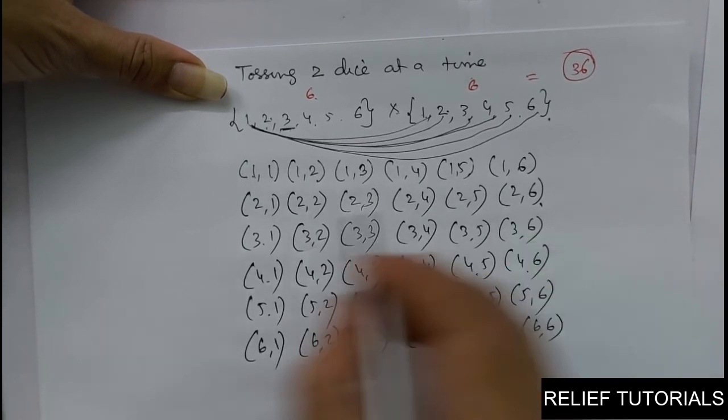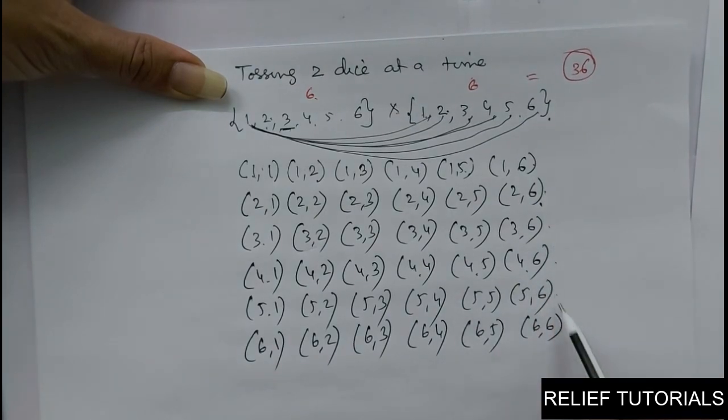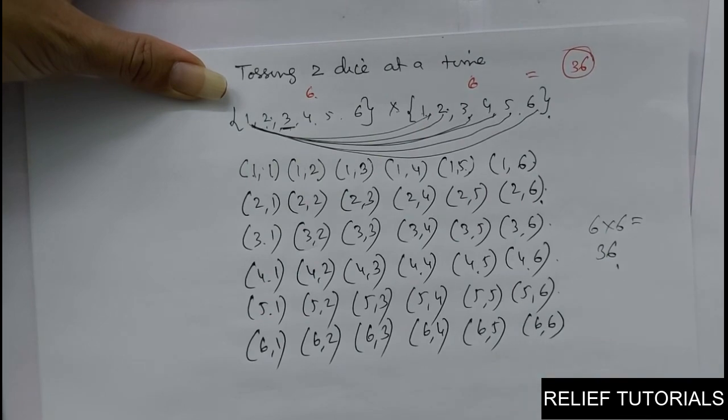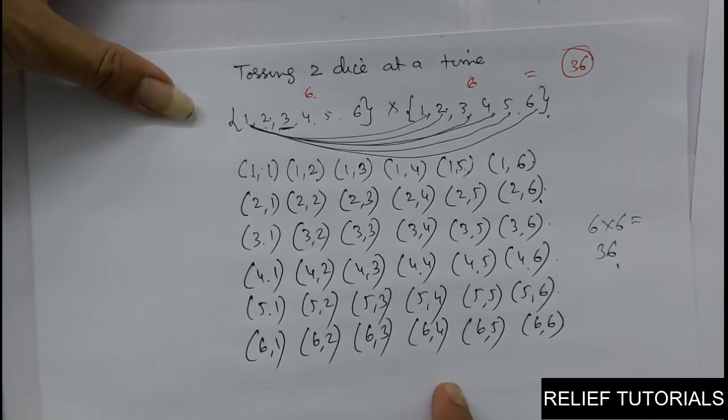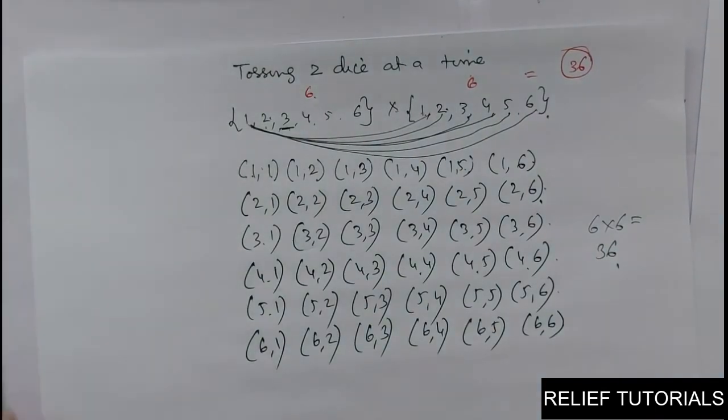So see total, how many are there? 1, 2, 3, 4, 5, 6. This 6, 6, 6, 6, 6, 6 are there. How did you get it? 36. So these are all the possible outcomes of tossing two dice at a time. Clear? So this is the theory part.